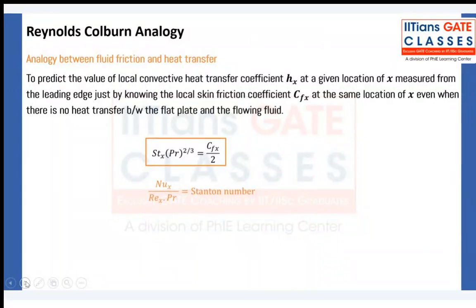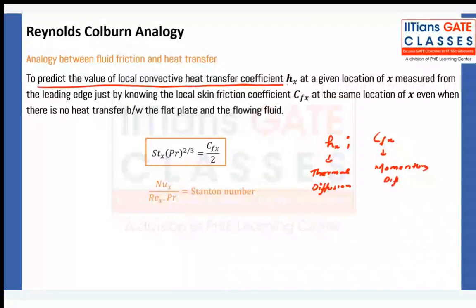What? It is relating the heat transfer coefficient, which is from thermal diffusion or heat diffusion, and Cfx, the local skin friction coefficient, which is from momentum diffusion. So to predict the value of local convective heat transfer coefficient hx at a given location measured from the leading edge just by knowing the local skin friction coefficient. So if Cfx is given in a question, how can you calculate hx directly? That is what this analogy is all about.